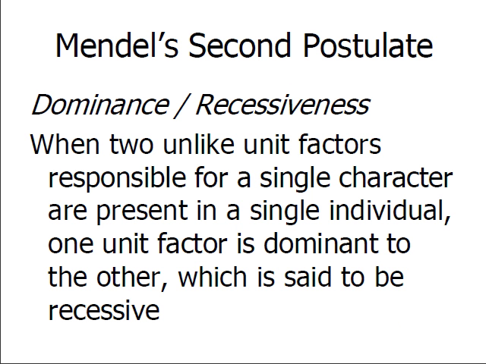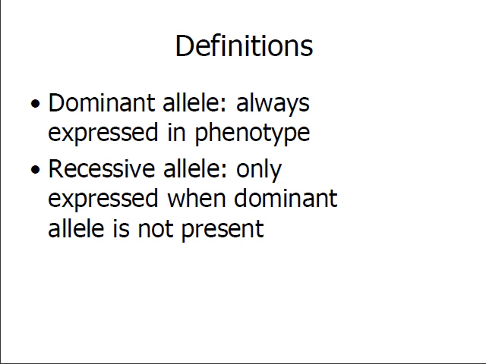And here's why. His second postulate was a postulate of dominance and recessiveness. The idea is that when two unlike unit factors responsible for a single character are present in a single individual, one unit factor is dominant to the other, which is said to be recessive. One gene is expressed over the other. Now, the dominant allele will always be expressed in the phenotype, and the recessive allele will only be expressed when the dominant allele is not present.